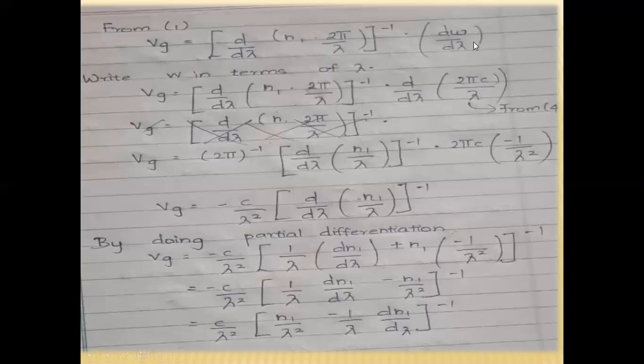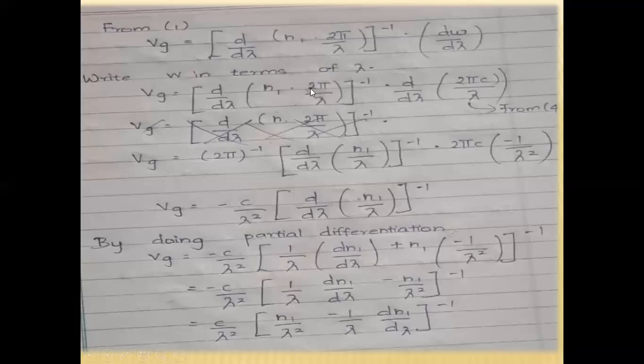Here we have ω. This ω is replaced by a term in λ. So I will get 2πc/λ. Here I have the value of ω, so this ω can be replaced in terms of λ by 2πc divided by λ. This equation is taken from equation 4.